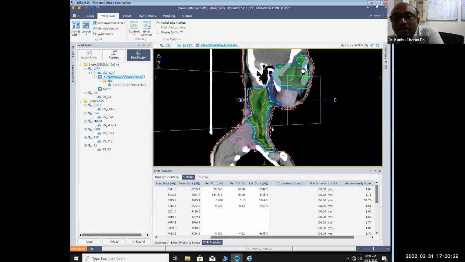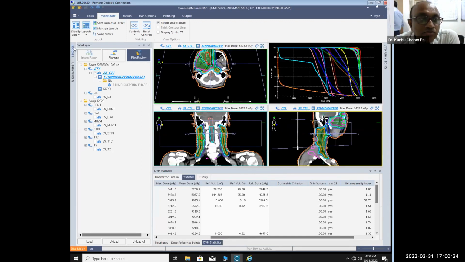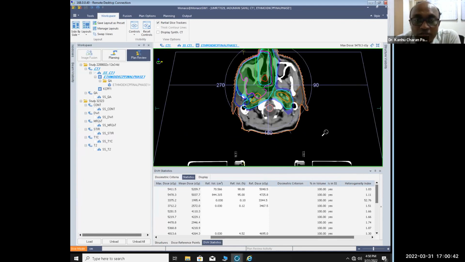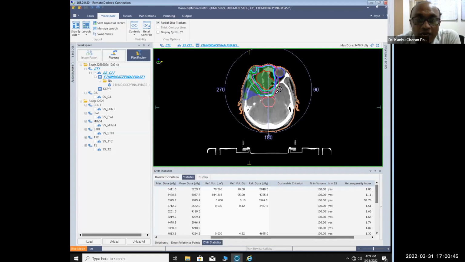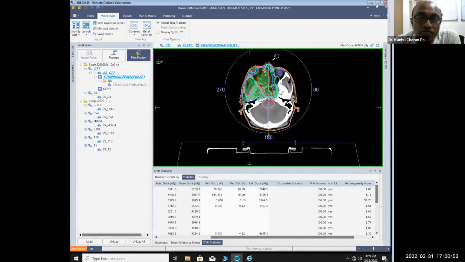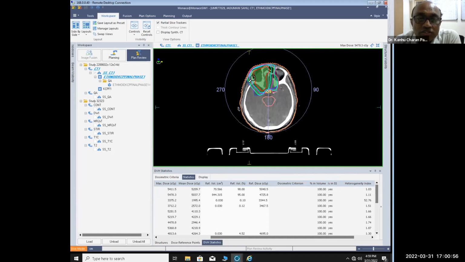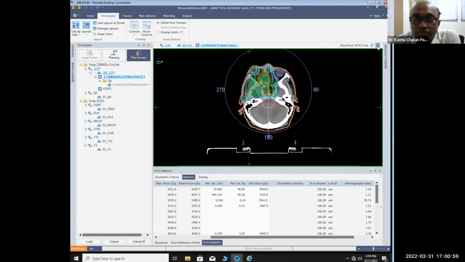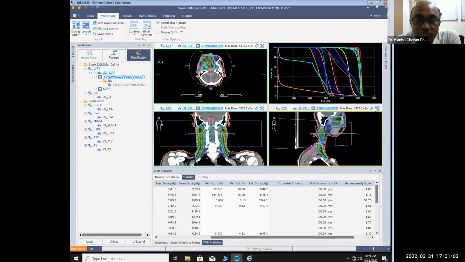So the last is the delivery index. You can see what is the delivery index. You can see the beams, beam visibility, how it is an arc plan, how it is going. Actually, if you see, it is a full arc. I usually avoid anterior arcs, but the tumor is covering, that's why I have taken it as a full arc. So these things, what is the beam arrangement, what is the BV and REV, we can see here, and you can calculate both structures.